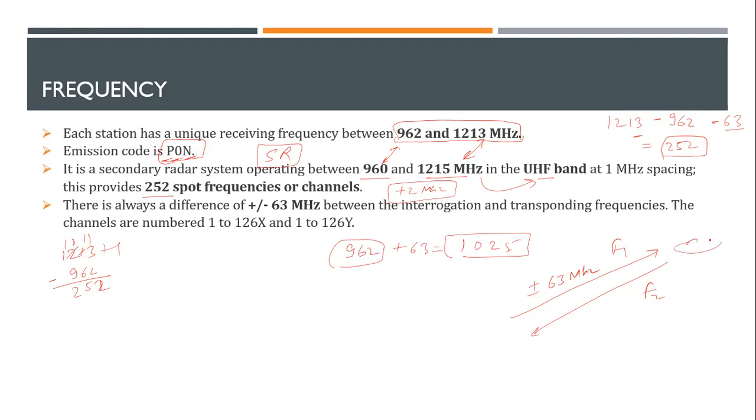Suppose that the aircraft has transmitted on 962 megahertz. So what frequency will it be getting on? It will be getting at 1025 megahertz. That is how it works basically. It's a simple process, yet there is one thing it adds on.